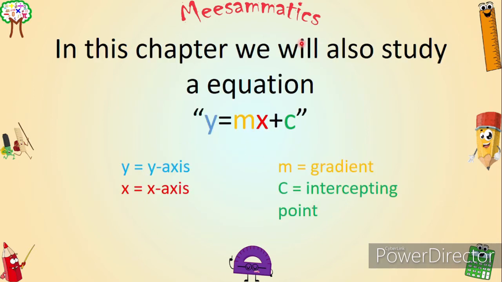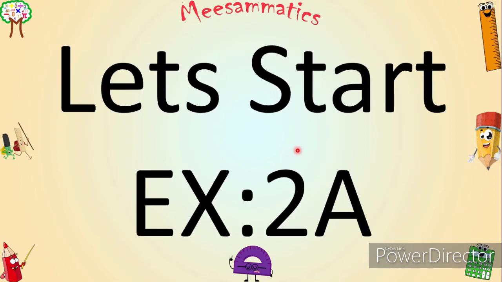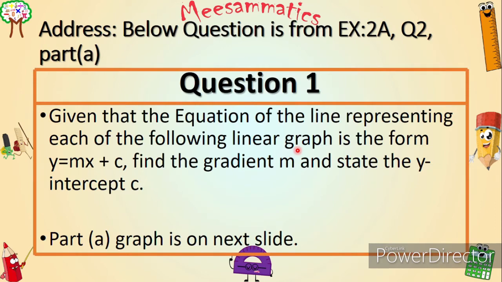In this chapter, we will also study the equation y is equal to mx plus c. Y means y-axis, m means gradient, x means x-axis, and c means intercepting point. I will tell you what the intercepting point is. Let's start exercise 2a.